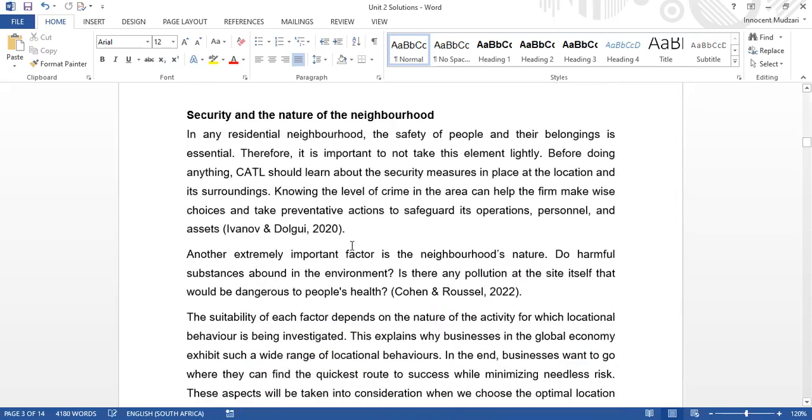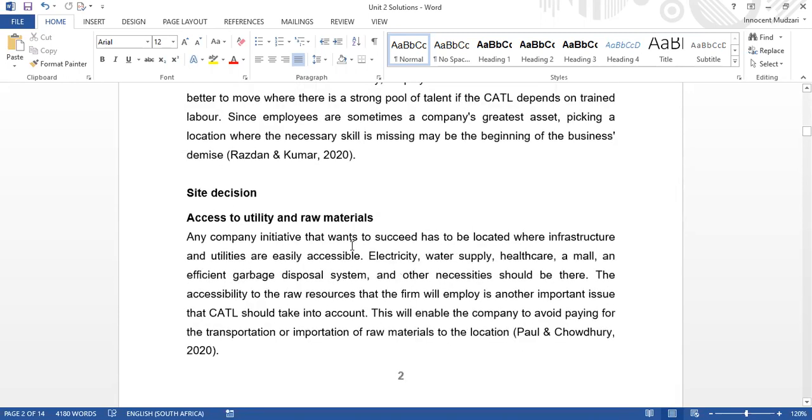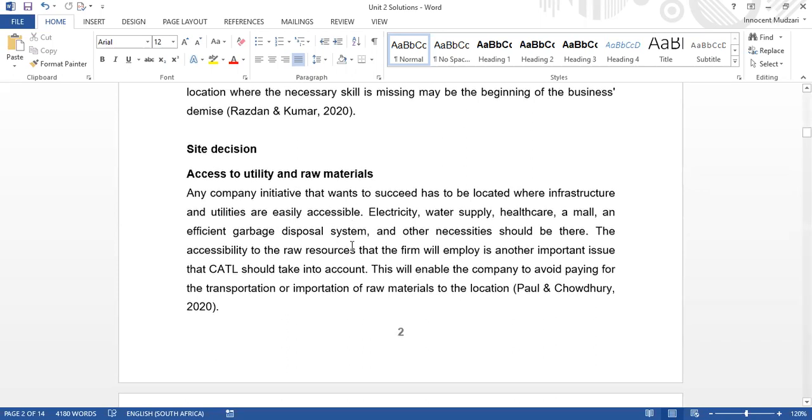Right. The last section that you should also look at from the question is the site decision. Factors that come under the site decision, you can write, are access to utilities and raw materials. Any company initiative that wants to succeed has to be located where infrastructure and utilities are easily accessible. Electricity, water supply, healthcare, an efficient garbage disposal system, and other necessities should be there.